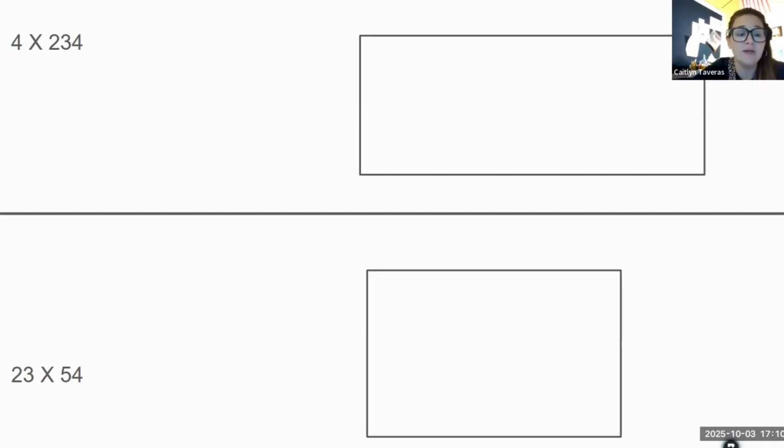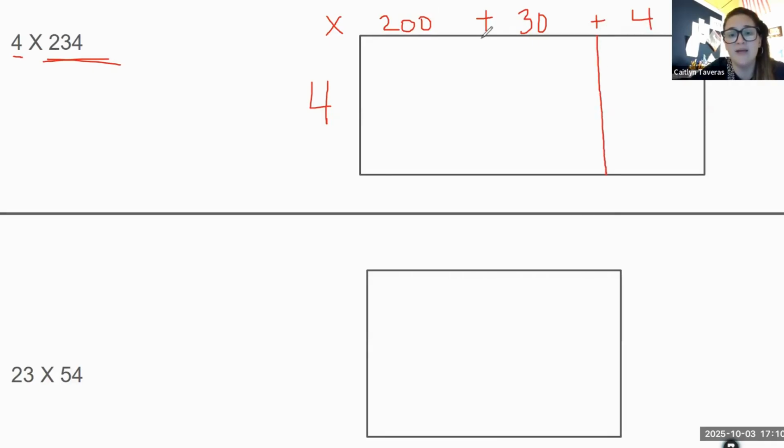So what I want to start off with is working with a 1-digit number by 3 digits. Now we know when we have 4, we're just multiplying by 4. But then on the top, we are going to take 234 and break it into expanded form, where we have 200 plus 30 plus 4. And now with that, we divide our line down the page.